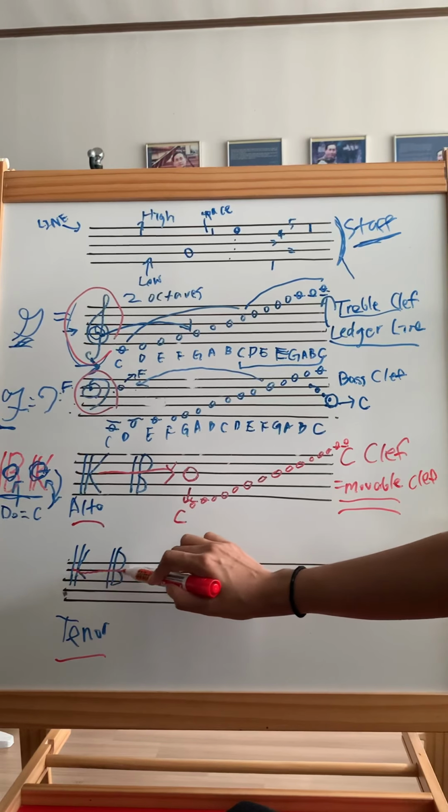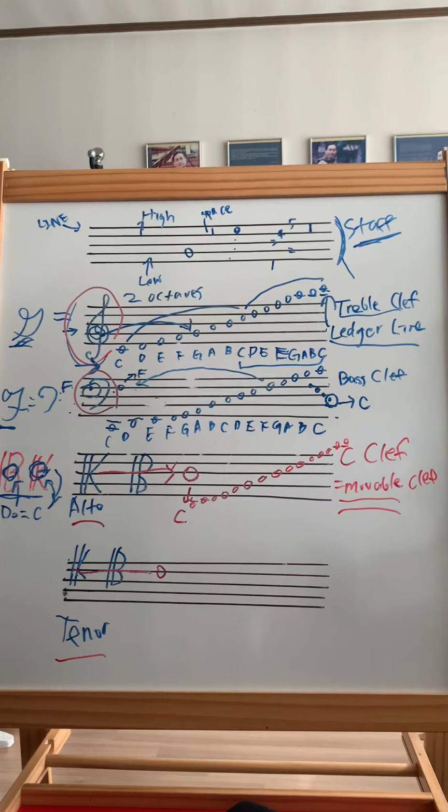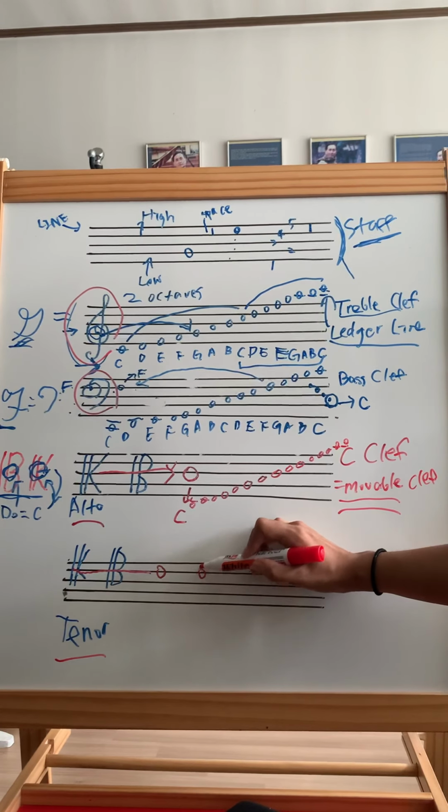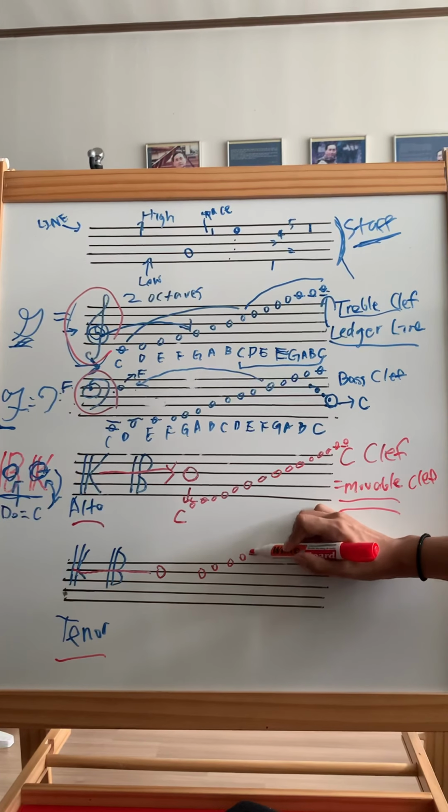We know that here, this middle point will be a C. So C, D, E, F, G, A, B, C, or C, B, A, G, F, E, D, C.